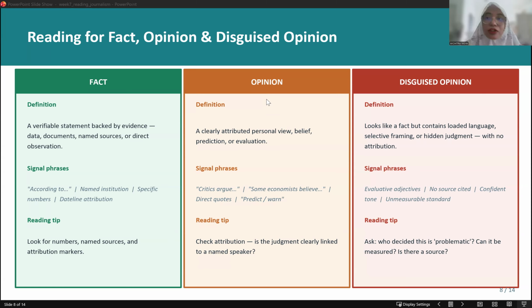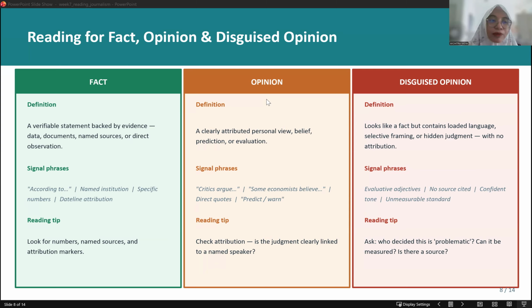So when you are reading, it is important for you to be able to distinguish facts versus opinion. And there's also one category, which is actually an opinion, but it is disguised. So it's not explicitly an opinion, but if you read the sentence, you'll find out that it's actually not a fact but an opinion. So what are the examples for that? We'll get to that. First, I'll explain to you what is fact.